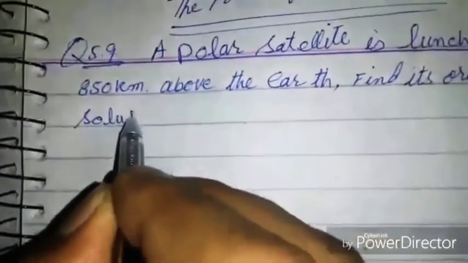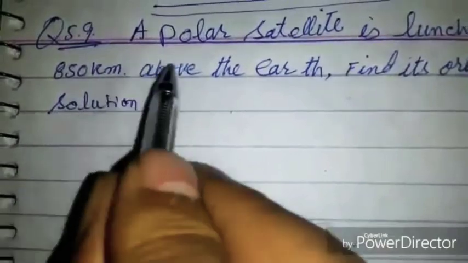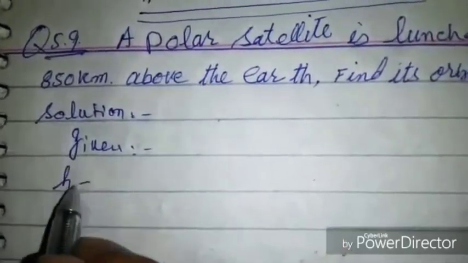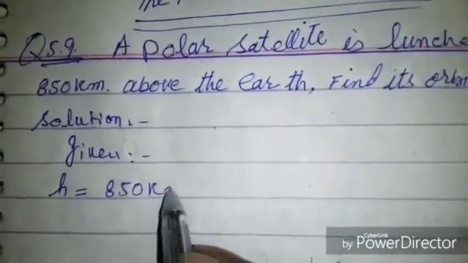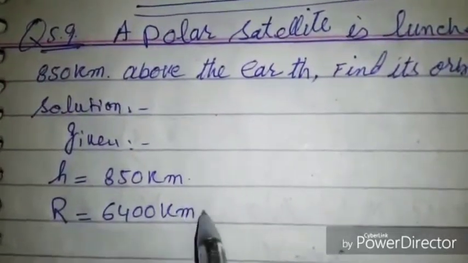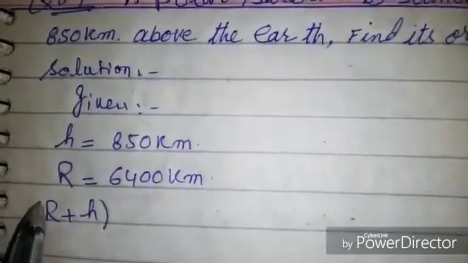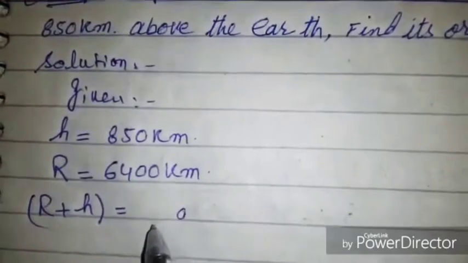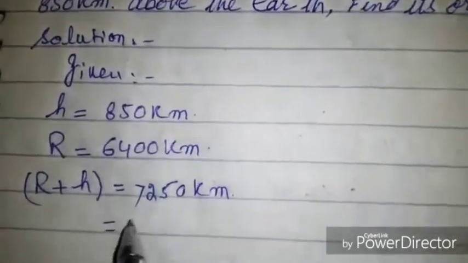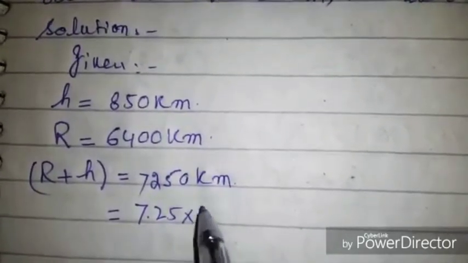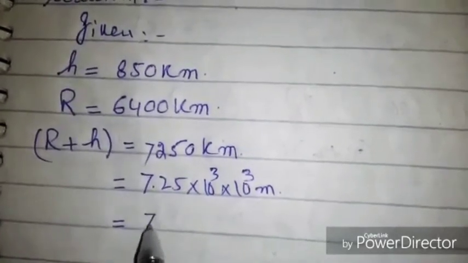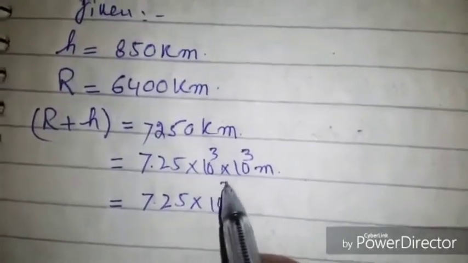Its solution is given as, first of all we write here given: height h is equal to 850 km, radius R of the Earth is equal to 6400 km, R plus h is equal to 7250 km, which is equal to 7.25 into 10 raised power 3 into 10 raised power 3 meter, or this is further equal to 7.25 into 10 to the power 6 meter.